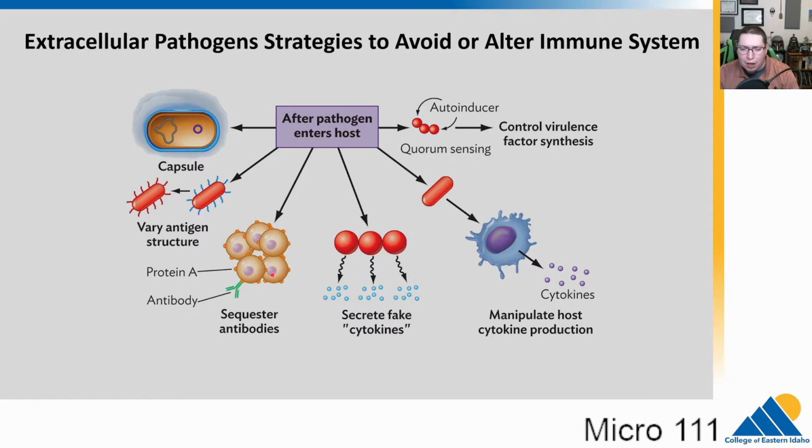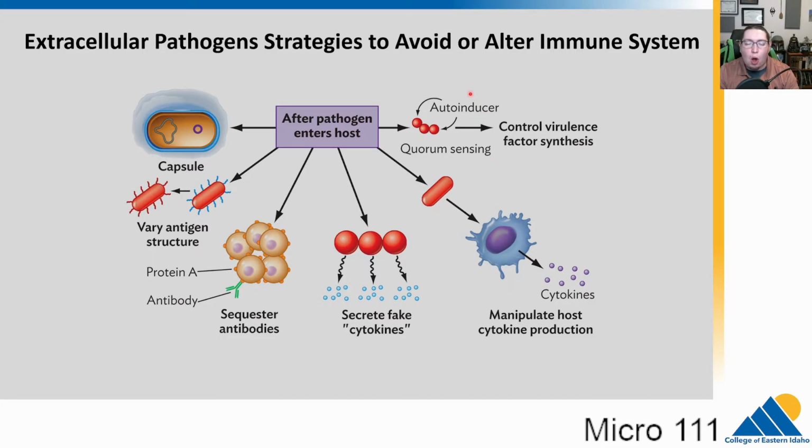Other microbes can secrete fake cytokines. They basically trick the immune system. They give it the all clear signal and say, nope, no problem here, nothing wrong here. Or they screw with cells and they cause them to go other places or do other things. So they're just messing with the immune system there.